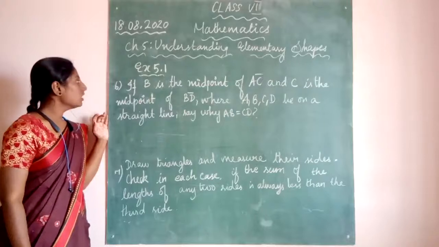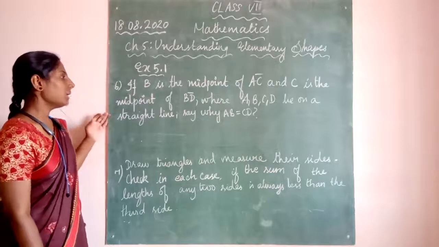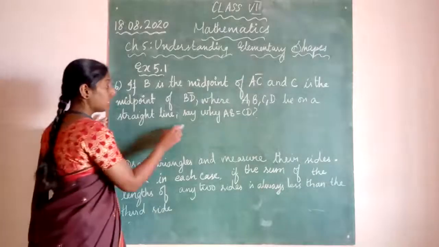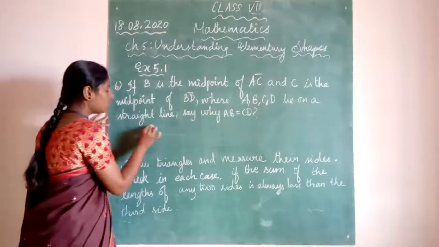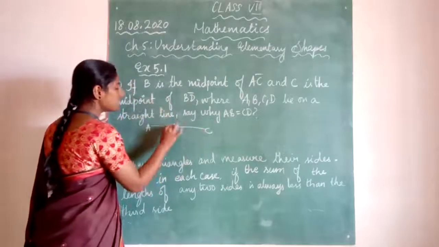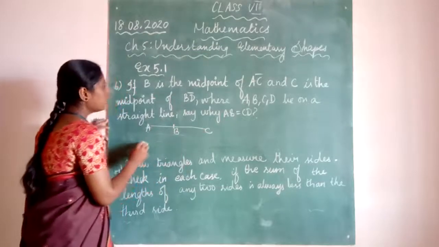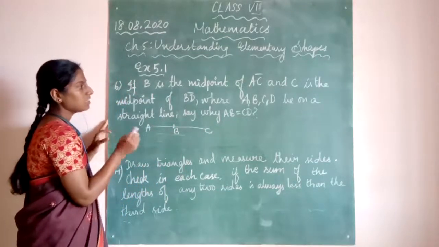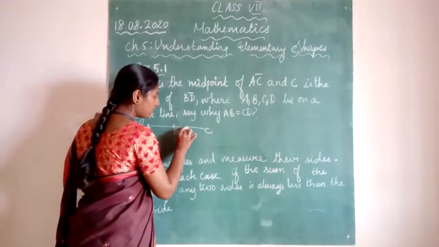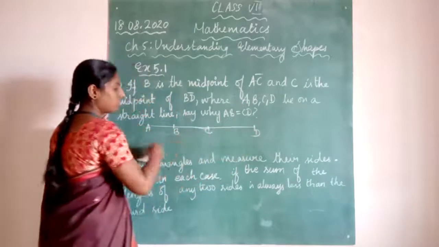Next question. If B is the midpoint of AC and C is the midpoint of BD, where A, B, C, D lie on the same straight line, we have to say why AB is equal to CD. Now draw a line segment AC, and B is the midpoint of it. Okay, so this is B, and BD is one more line segment and C is midpoint of it, and everything lie on the same line, right? So we can draw from here itself BD. Okay, so this is BD and C is midpoint of BD.